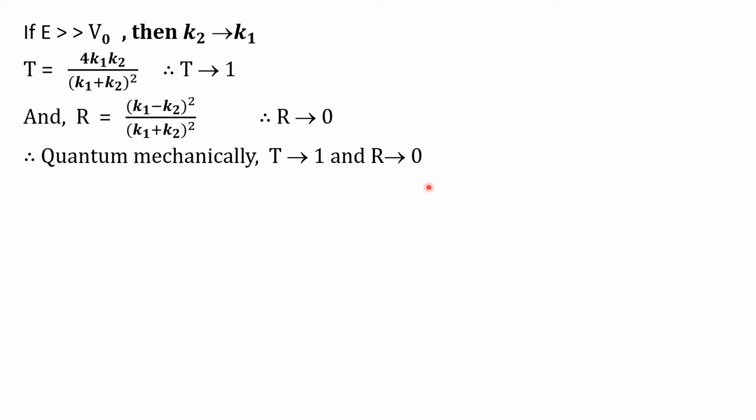It means there is some probability of finding the particle in the region 2. Due to the wave behavior of the particle, if there is some probability of finding the particle in the region 2, there is a partial reflection, that is R tends towards 0 and T tends towards 1, and that is the proof for the case E greater than V0.